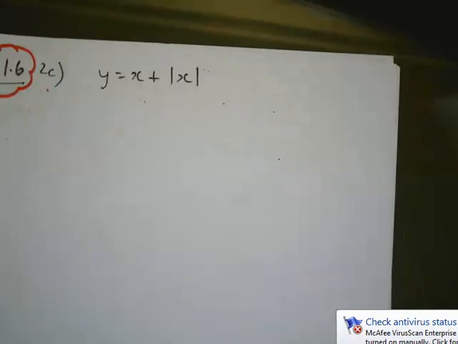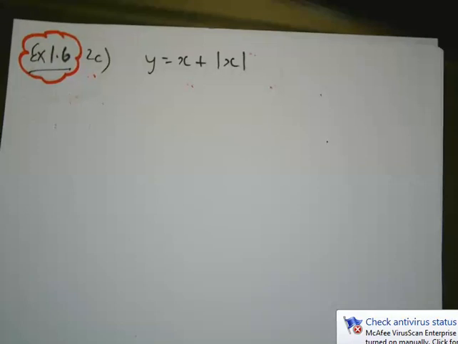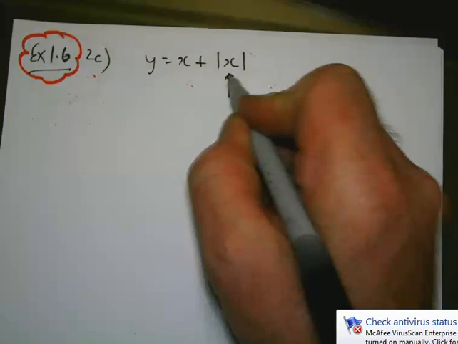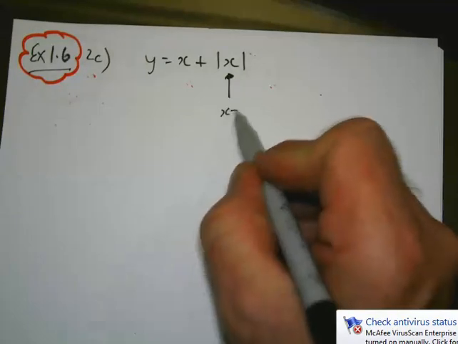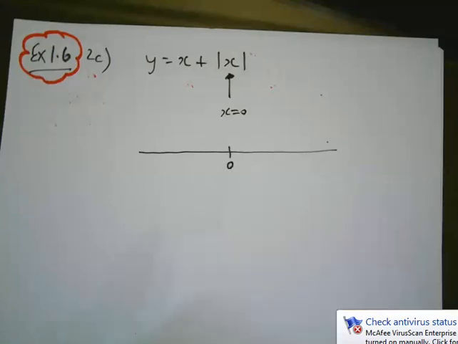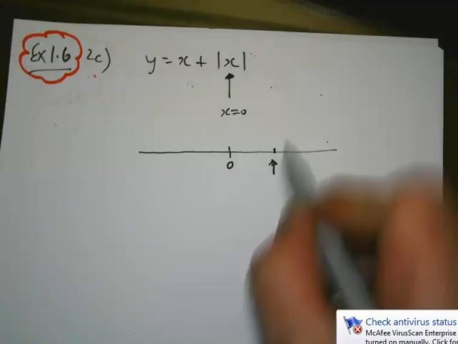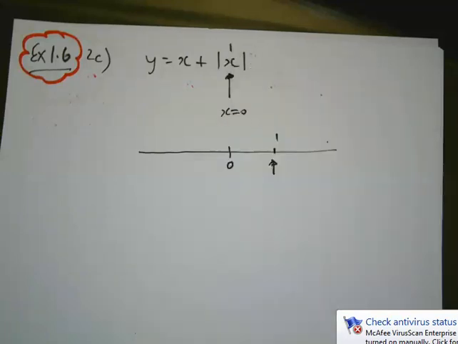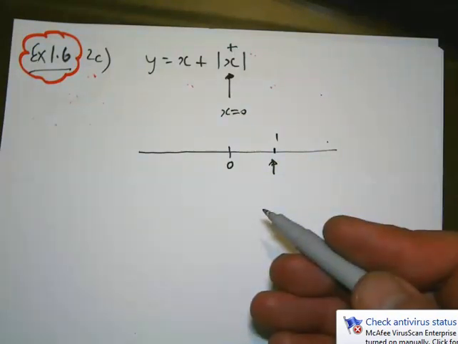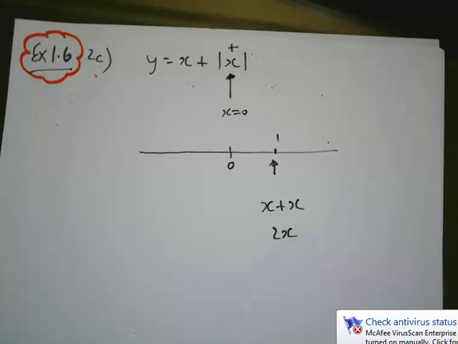Second example comes from 2c, and it's y equals x plus the modulus of x. Okay, what is the value of x that makes that equal to 0? And it's x equals 0. So I'd like to consider on a number line, if x is bigger than 0, for example 1, and I place 1 into there, will that be positive or negative? And it's going to be positive. Therefore, I don't have to multiply the modulus by negative 1. Therefore, that's x plus x, which equals 2x.